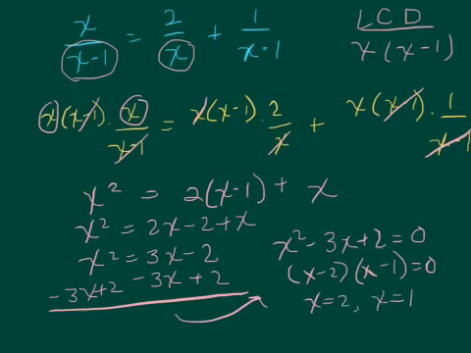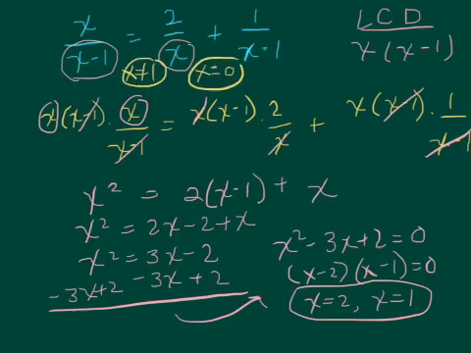But let's go back to our original equation and see if there are any limitations. And sure enough, we see right here x cannot equal 1 and x cannot equal 0. So I know that this can't be an answer. So my answer, I think, is x equals 2.